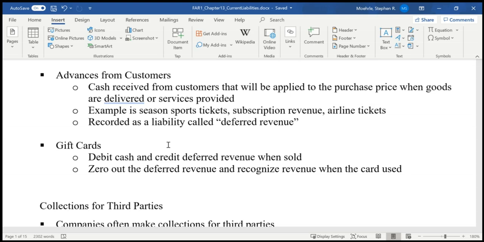These advances from customers are recorded as a liability, and it's typically called something like deferred revenue. Some other companies might call it advances from customers. Gift cards. This is an emerging topic. So many gift cards. So we're going to see an example in here of how to account for gift cards.